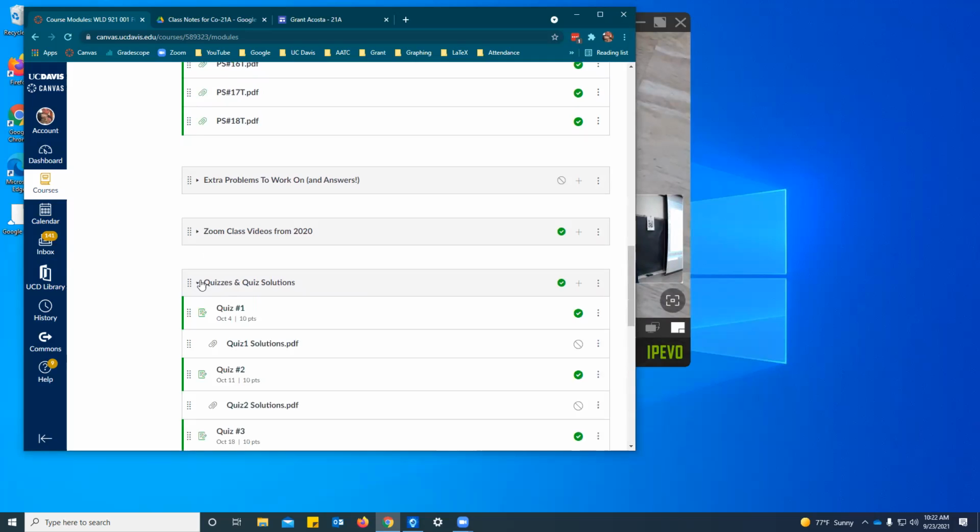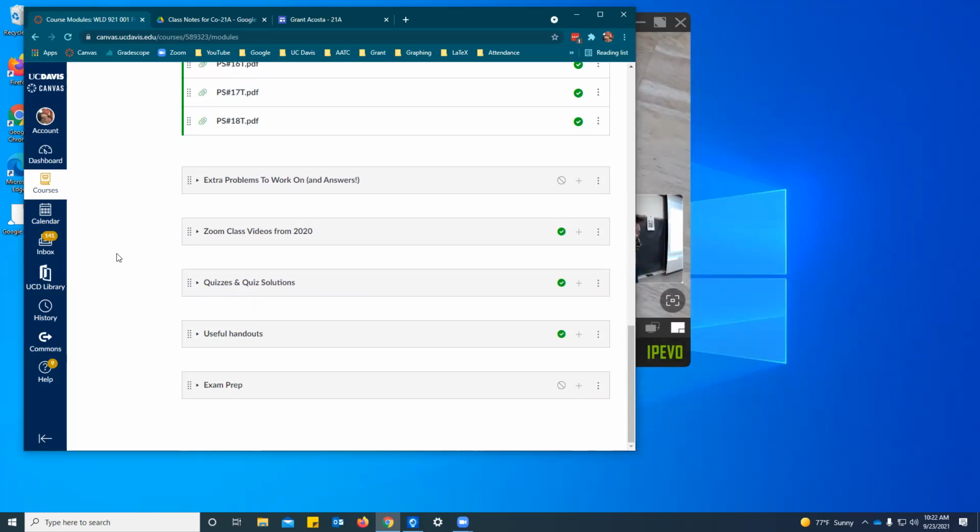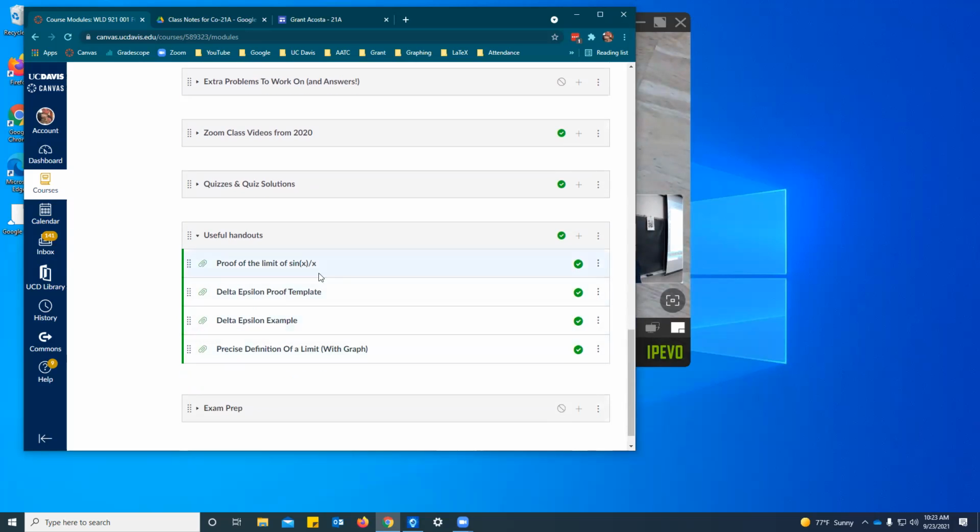Quizzes and quiz solutions. You can't see the solutions yet. So that's one reason why I will probably, if I can, try to reuse the quizzes, because I've already written solutions to them. That's definitely a reason to reuse them, but I will also modify them if I need to. And then some useful handouts. Oh yeah, these are good. We'll definitely talk about these limits when we get to them.